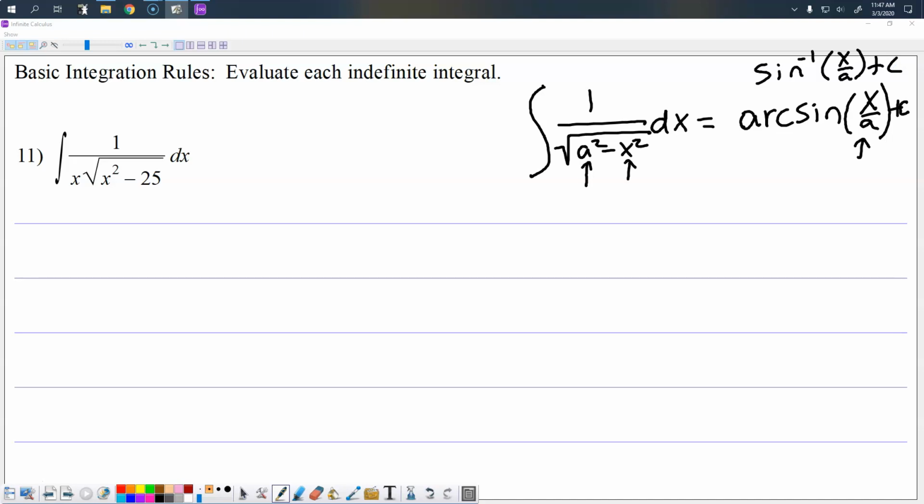Let's go ahead and take a look at another one. Another setup that results in arc trig would be the one that looks like this. Let's see, x square root of x squared minus a squared.